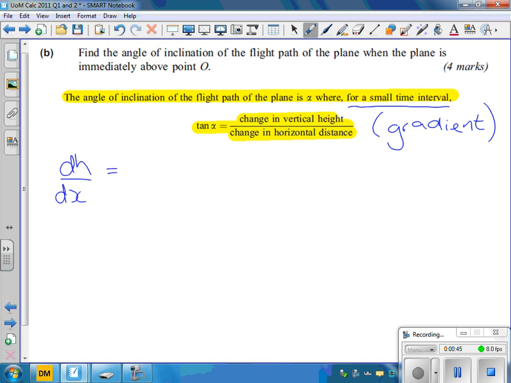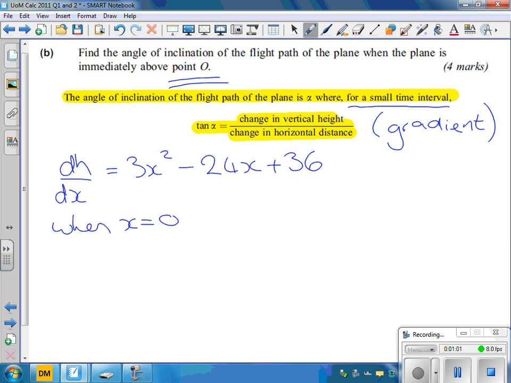Okay, so you've got 3x² − 24x + 36 from question 1, and they want to know what's happening when it's immediately above point O. So that's when it starts. Okay, so that's when x is 0, when its horizontal distance is 0. Okay, so dh/dx. So if you substitute 0 into dh/dx, you actually just get the value of 36.